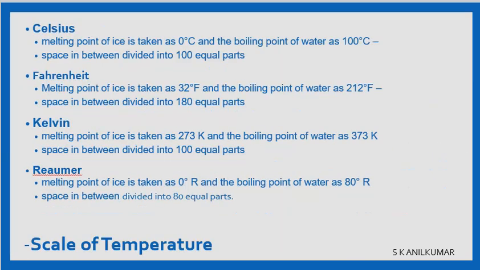Now what is Celsius? Of the scales of temperature, we are most commonly using 4 different scales. Celsius is a very popular scale where the melting of ice is at 0 degree centigrade. 100 degree centigrade is the boiling point of water. So water becomes solid at 0 degree, water becomes vapor at 100 degree. Between this, the space is divided into 100 equal parts. This is Celsius temperature: 0, 1, 2, 3, 4 up to 100 degree centigrade.